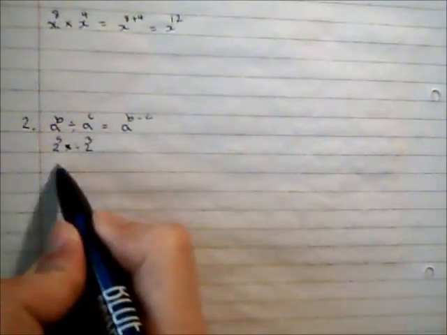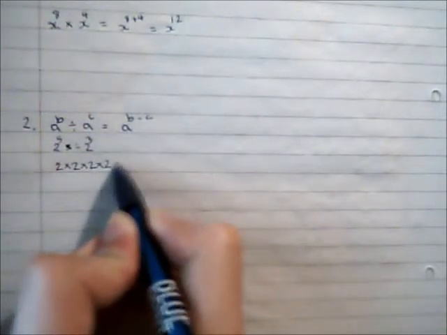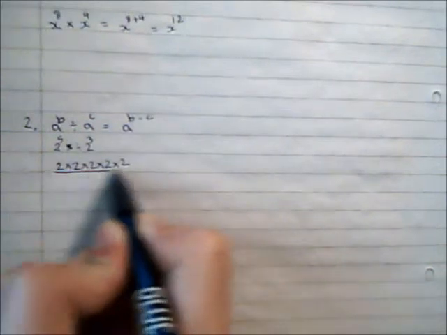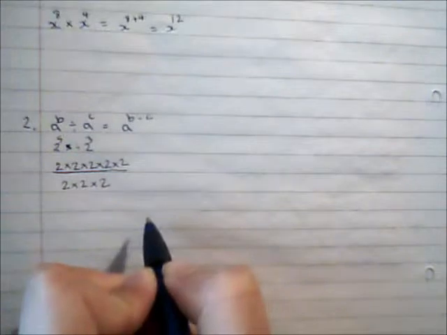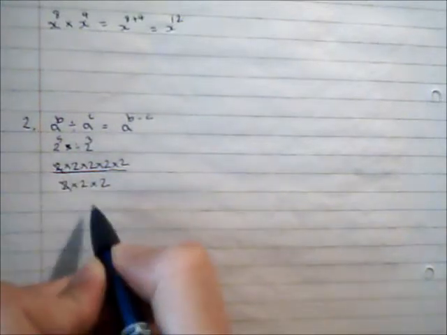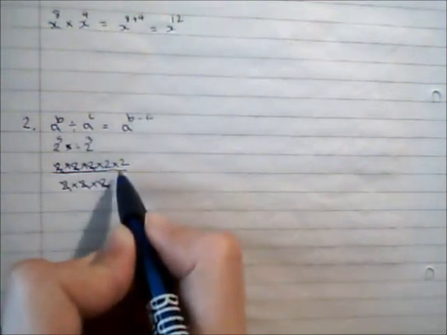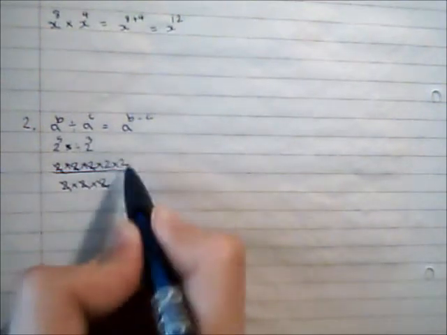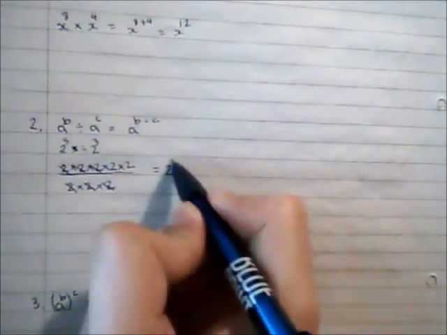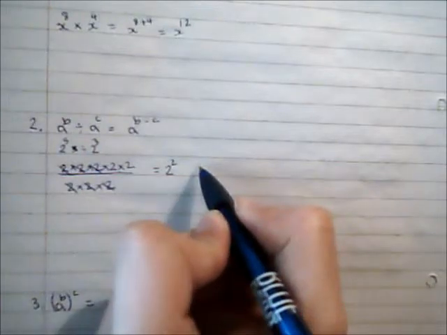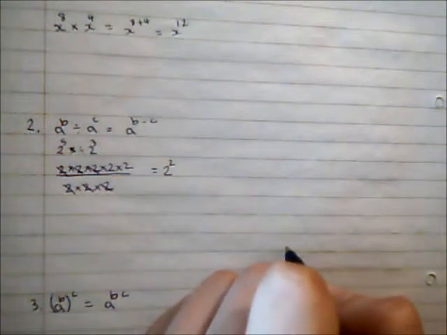So I can write that as 2 times 2 times 2 times 2 times 2 divided by 2 times 2 times 2. And then I can cancel a 2 on the top and the bottom, and again and again. So what am I left with? Just these two 2's at the top. So 2 times 2 can be written as 2 squared. And so 2 to the 5 divided by 2 to the 3 can be written as 2 squared.